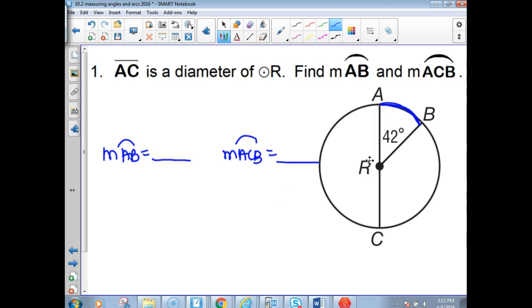Okay, to find the measure of arc AB, it's 42 degrees. It's just the measure. You're not being asked for the length. The measure of arc ACB would be 360 minus 42. So that's 318 degrees. You good?